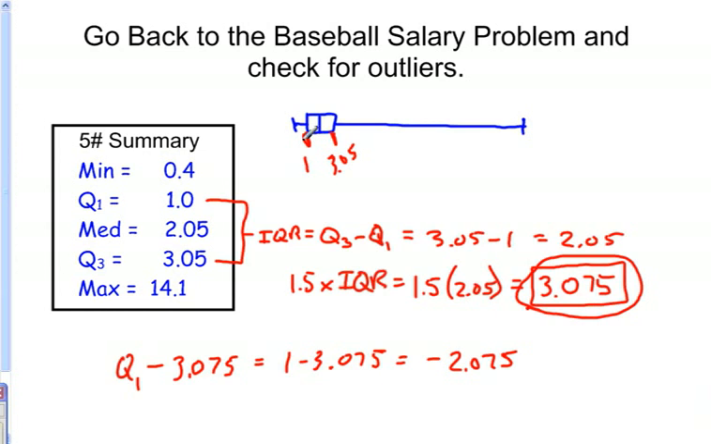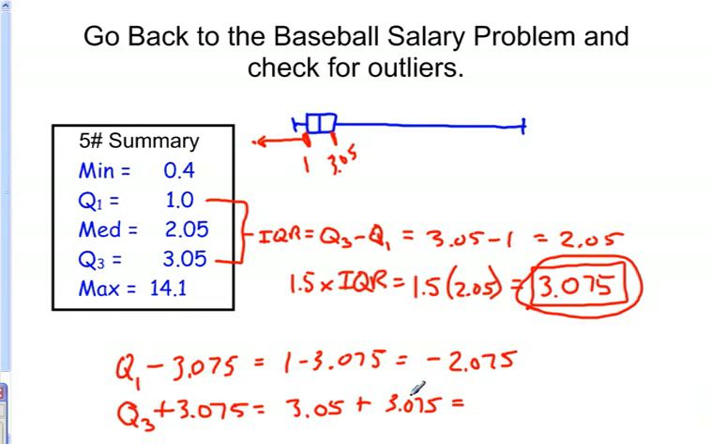So what I've done is I've looked to the left 3.075, and I'm checking, is there anything farther than that? And the answer is no. Okay, I tested it on the low end. Now I need to test on the high end. So I need to take Q3. This time I need to add 3.075. And Q3 was 3.05, and I will need to add that 3.075.